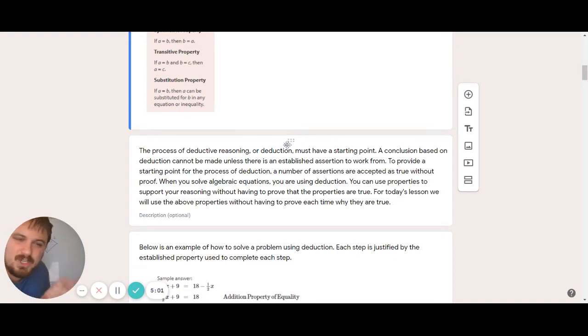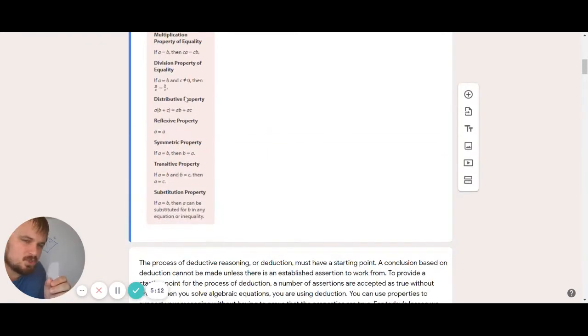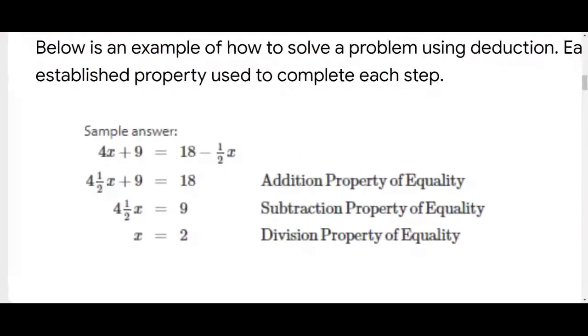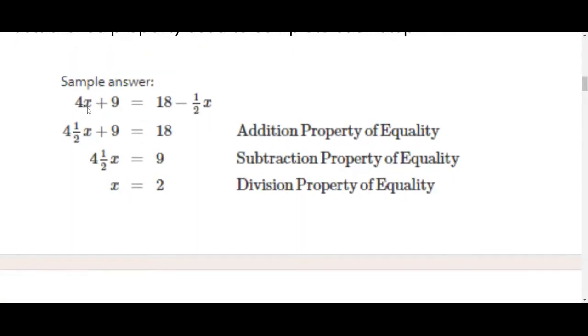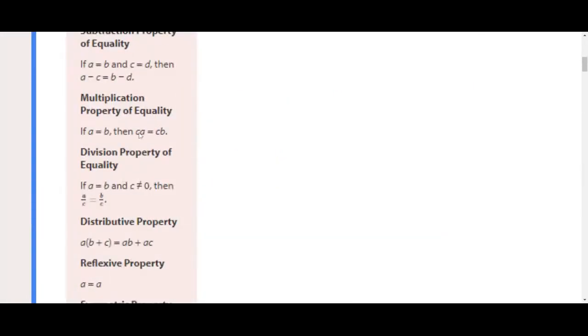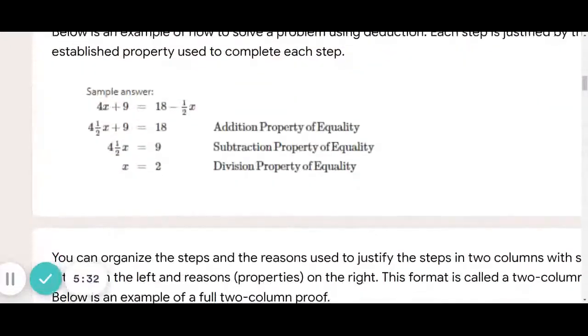So this section of geometry is the section that if this clicks in your brain using this process of logic, it can apply to a lot of things when you discuss things. We're going to only use stuff we know is true in order to make an argument. So let's look at this. Here's how can we say that, if 4x plus 9 equals 18 minus 1/2 x, how can we figure out what x equals? Using these already established properties. Here's what it'll look like, okay?